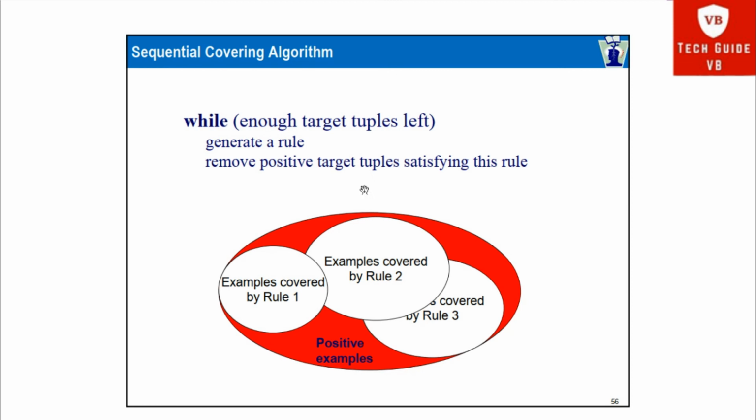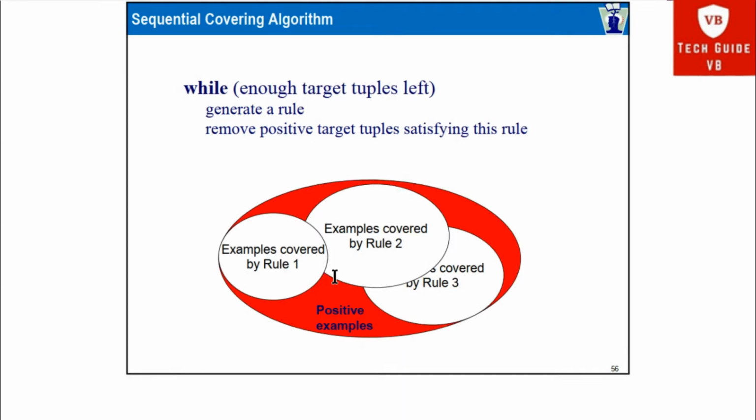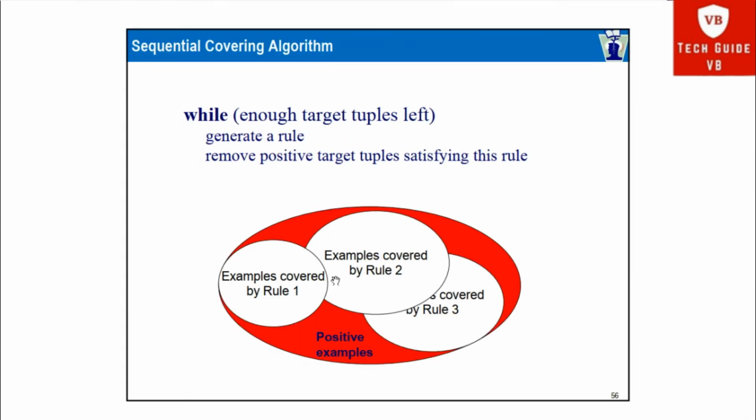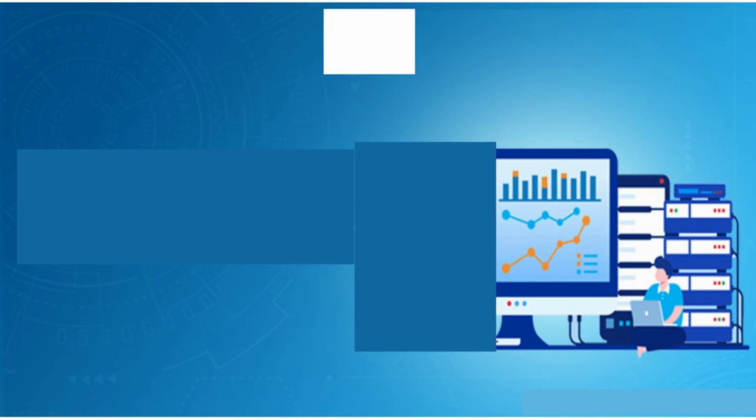If we consider this ellipse as the positive examples, then the small ellipse is the examples covered by rule 1, the larger ellipse is the examples covered by rule 2, and the still larger ellipse is the examples covered by rule 3. This is the sequential covering given here. So this is all about the rule based algorithm, and it is a very important and simple algorithm for classification.